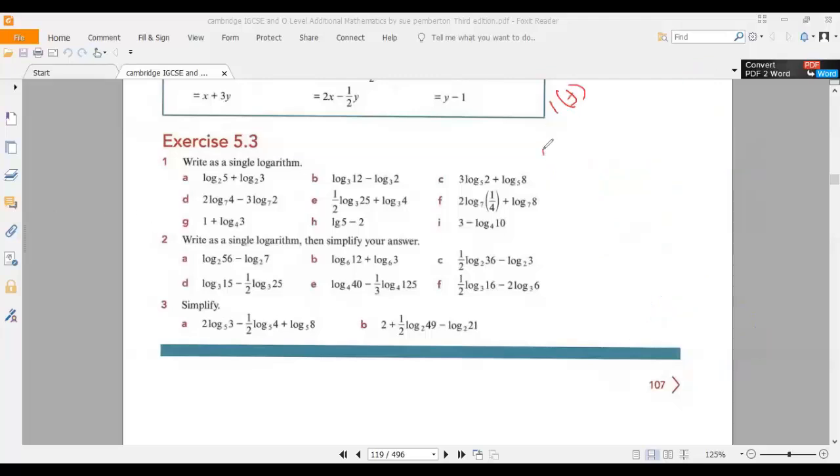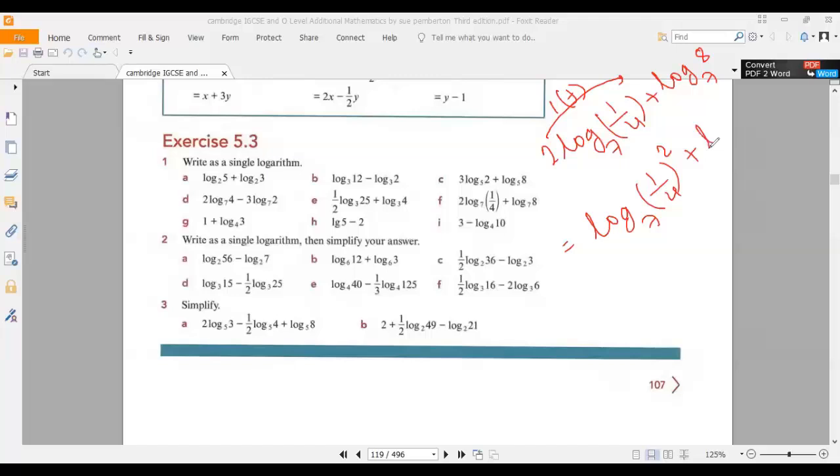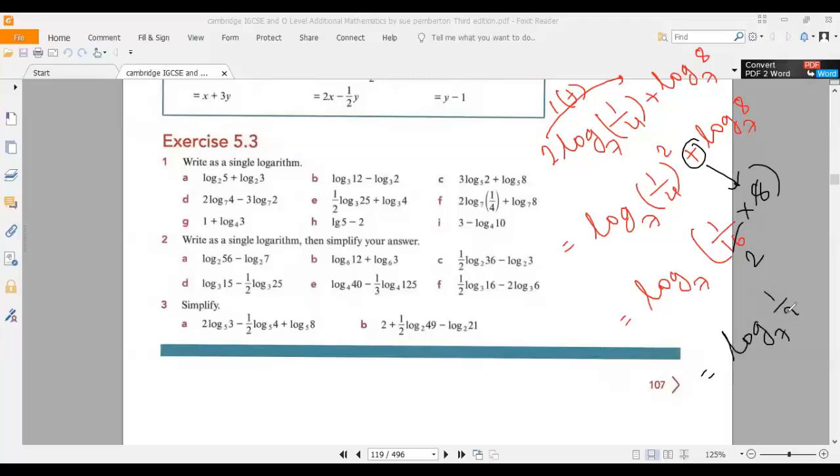Now 1f. 2 log base 7 of 1 by 4 plus log base 7 of 8. Now for log base 7 of 1 by 4, the 2 will go there, so it will be squared, plus log base 7 of 8. Now 1 by 4 whole squared represents 1 by 16. For the plus sign, we can convert it into multiplication and this 8 will be there. So 8 by 16 will be 1 by 2. So we can write our final answer in this way. That will be log base 7 of 1 by 2. Simple.